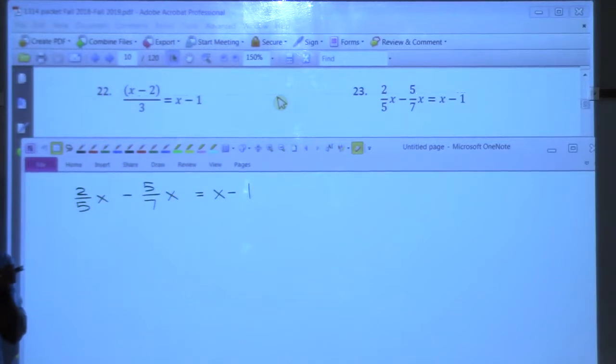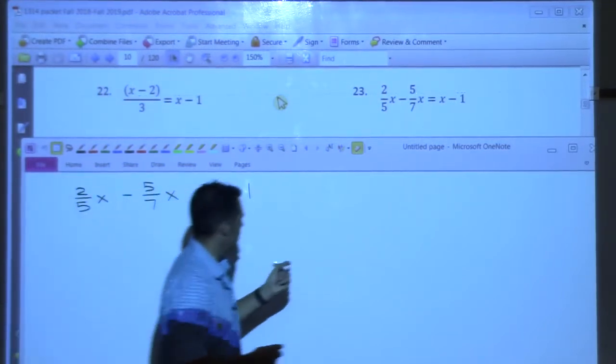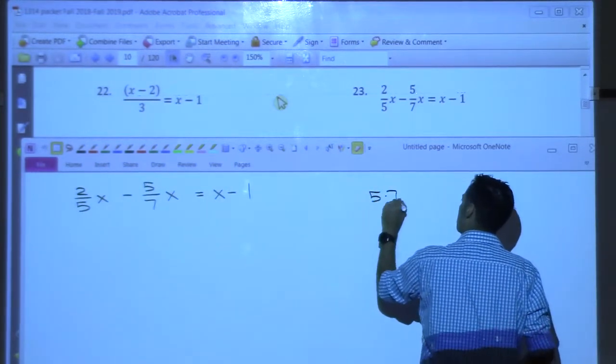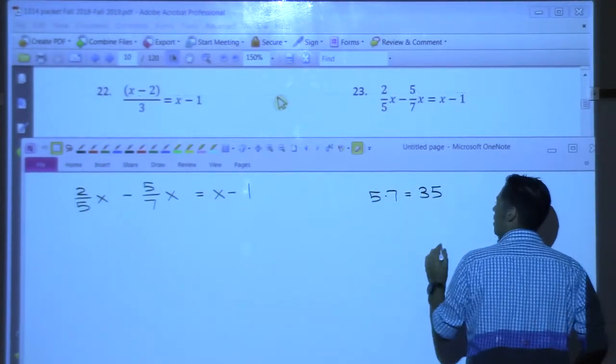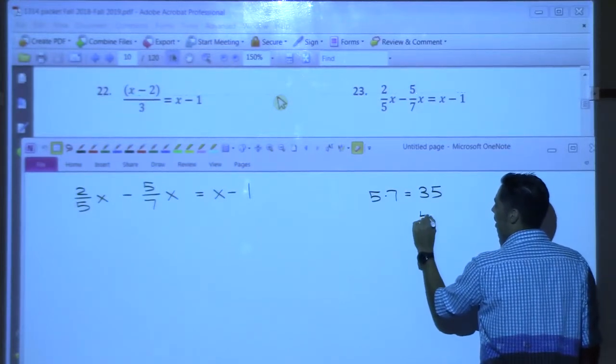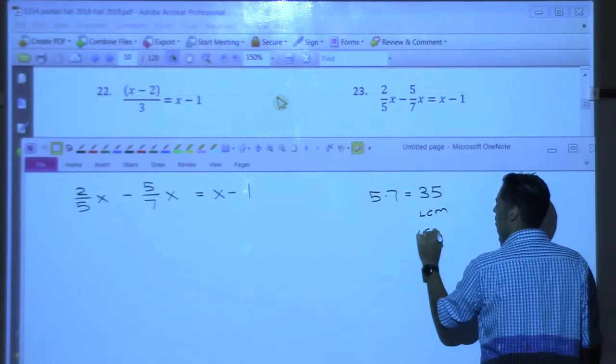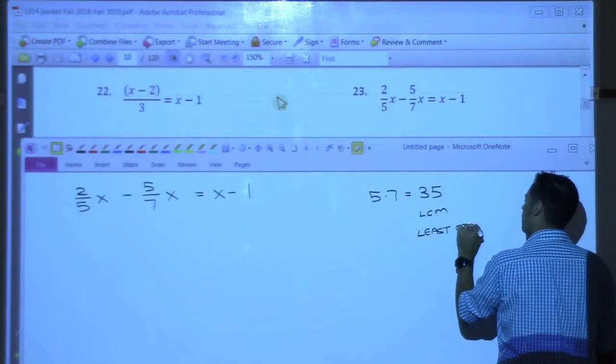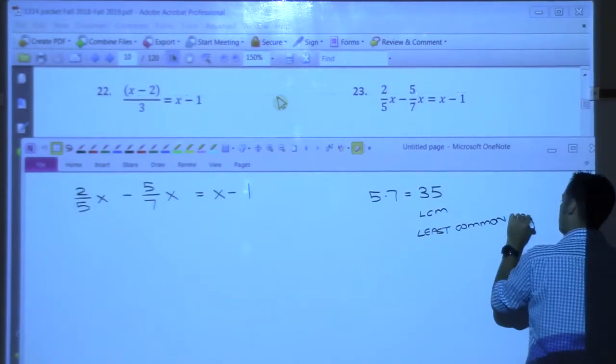35. Do you all agree? The number 35? So what we do, we call that, if we look at 5 times 7, it's 35. We call this a LCM, or a least common multiple.